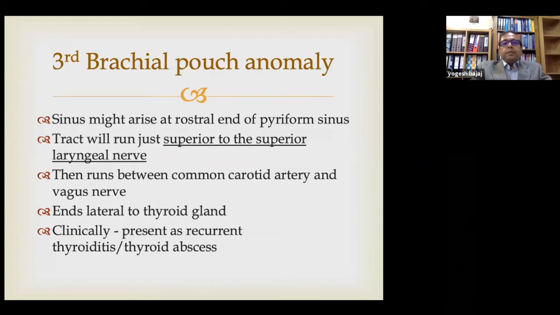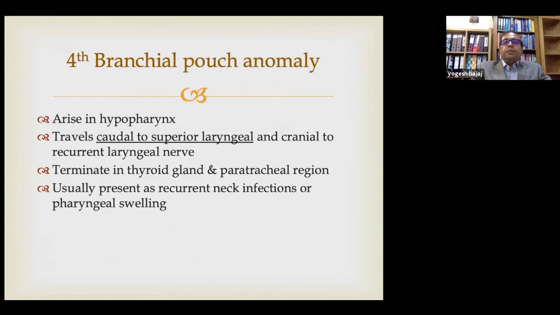Third and fourth arch anomalies are extremely rare, and essentially there's some sinus that arises in the hypopharynx, piriform sinus area, and it runs between the carotid arteries and vagus nerve, and ends around or in the thyroid gland. Third ones, this is all theoretical actually, you can't dissect these, are superior to the superior laryngeal nerve, while the fourth branchial pouch anomalies are caudal to the superior laryngeal nerve. So again, with these ones, you've got to think about it.